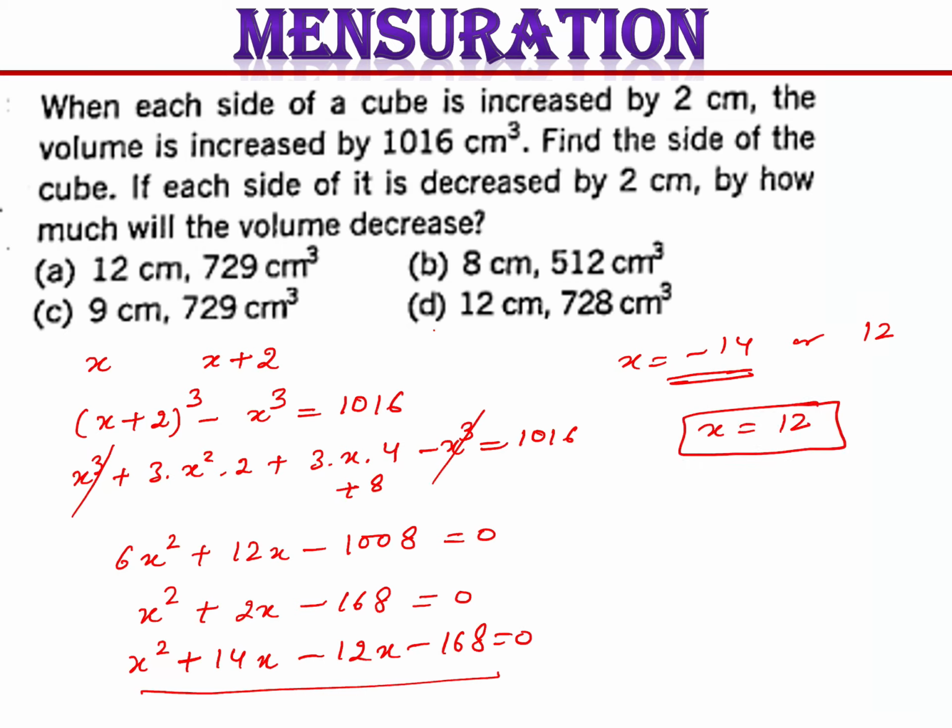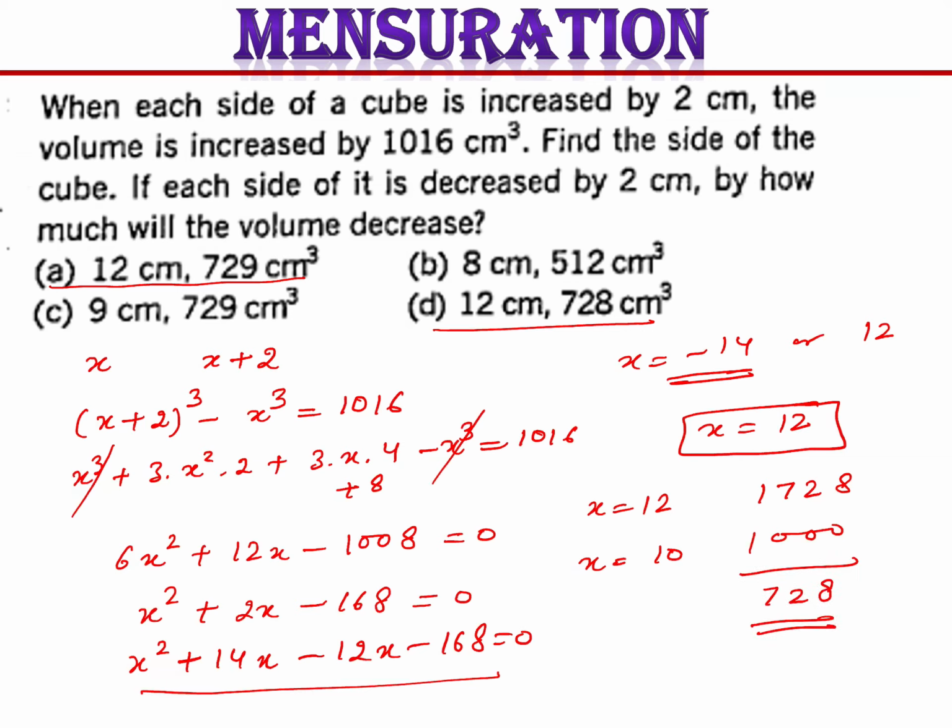Now I can see I have the same answer in option A and option B. I have the same first answer, 12 centimeter. Now I will check for the second part. If each side is decreased by 2 centimeter, initially it is 12. Now it changes to 10. Then the volume here is 1728 and the volume here will be 1000. So the difference is 728. So if the side is decreased by 2 centimeter, then the volume also decreases by 728 centimeter cube. So my correct answer is option D.